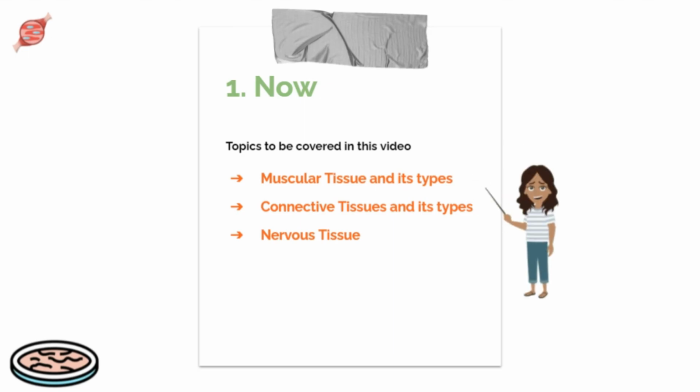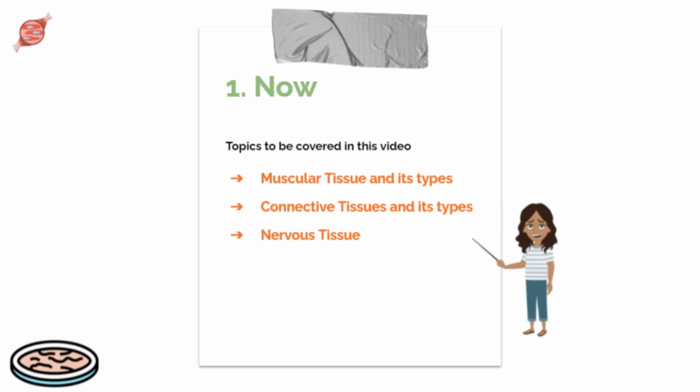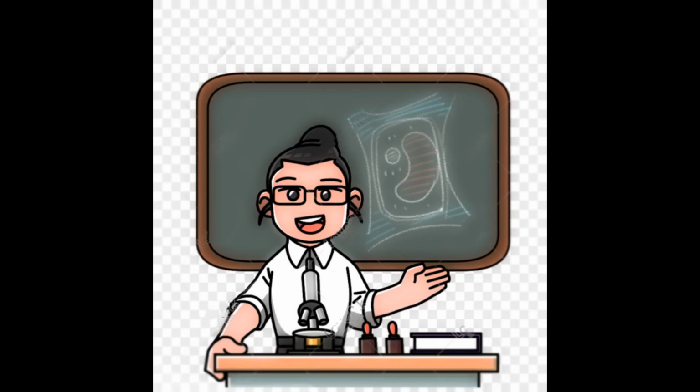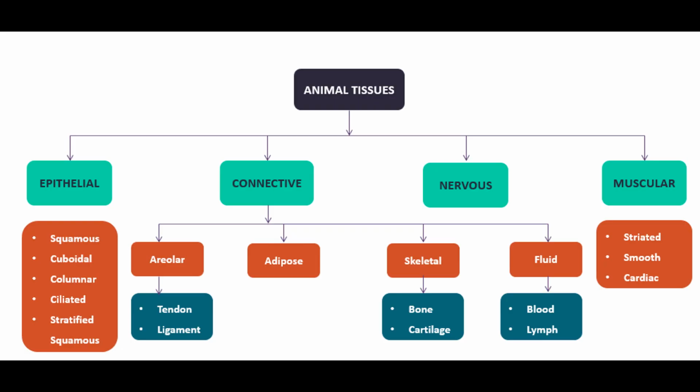Next is the connective tissues and its different types. And finally, we shall go through the nervous tissue. Students, the different types of tissues and their types were explained in the chart in my previous video.